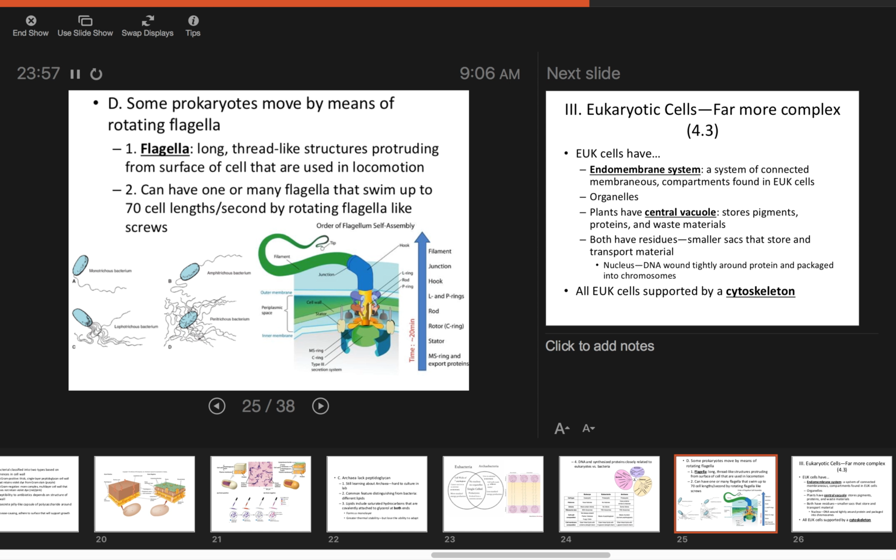Okay, so prokaryotes and how they move. There are a couple different ways. One is a rotating flagella, a long thread-like structure that protrudes from the surface. It's used in locomotion. It can either spin like a propeller or undulate. It can have one or many flagella. So you can see here, this is one. Here is many. They can swim up to 70 cell lengths. That's pretty fast. A second way is by rotating flagella like screws. It's like a millionth of a mile an hour. If you upscale it, I bet it'd be pretty fast. Probably. I don't even want to fathom.